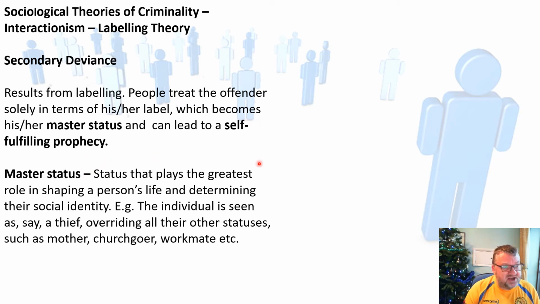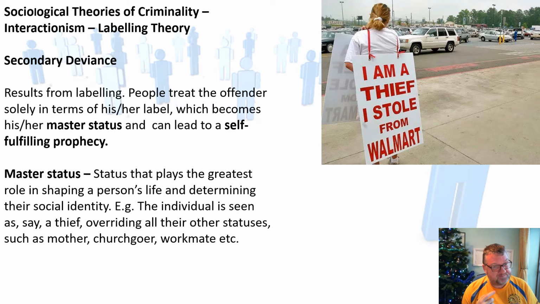So master status is defined as the status that plays the greatest role in shaping a person's life and determining their social identity. So for instance, the individual is seen as, say, a thief, because that's their master status, but that overrides all their other statuses, which might be mother or churchgoer or workmate or whatever. But they are labelled as a thief, that's what they become, that's their master status.